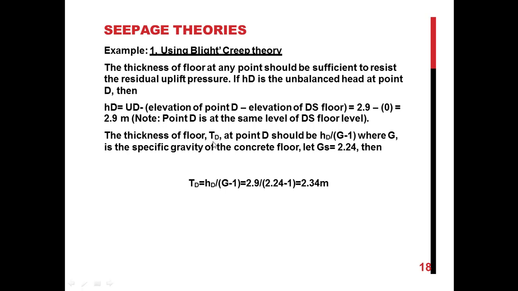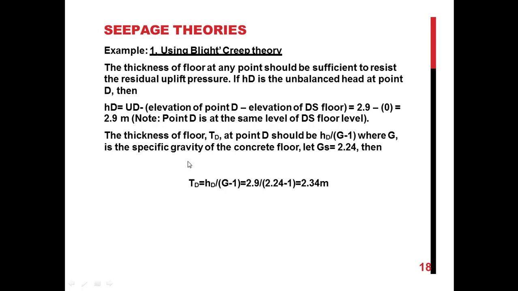Now the thickness of the floor TD at point D should be HD divided by G minus 1, where G is the specific gravity of the concrete floor. Let G be equal to 2.24, then TD is equal to HD divided by G minus 1, which is 2.9 divided by 2.24 minus 1, equal to 2.34. So this is the thickness of the floor which is required to be provided at point D.